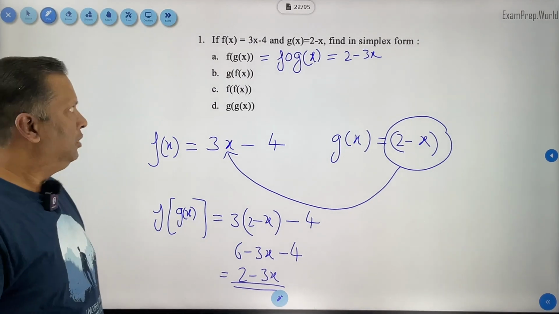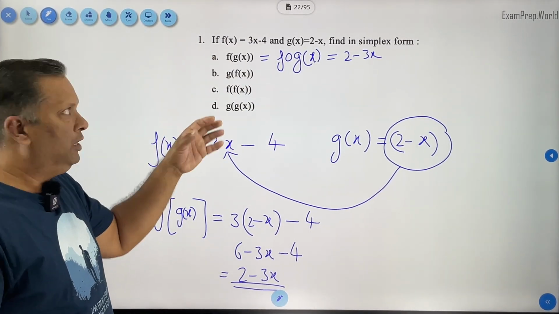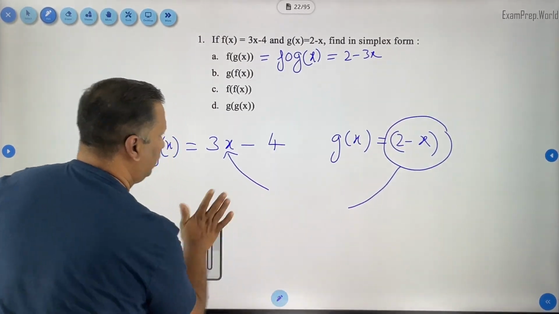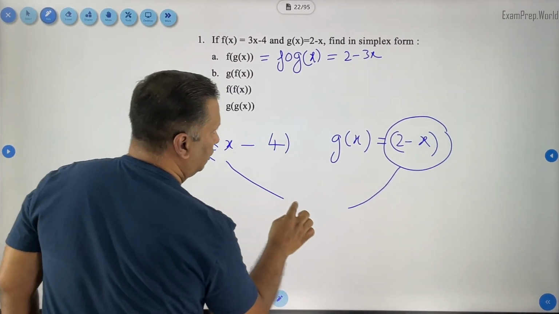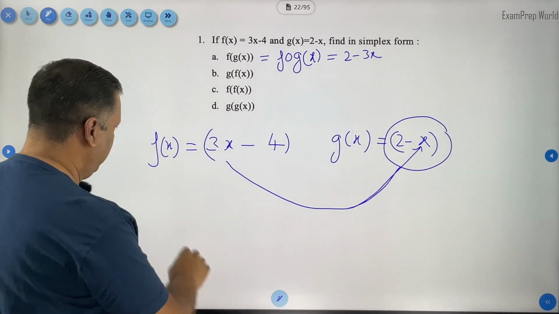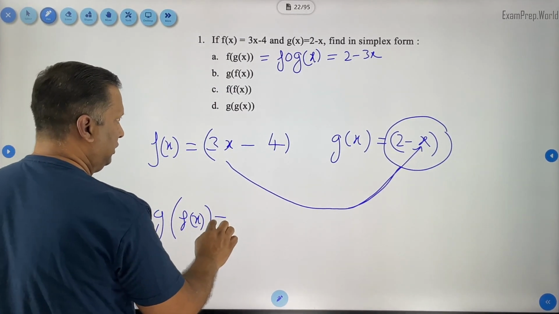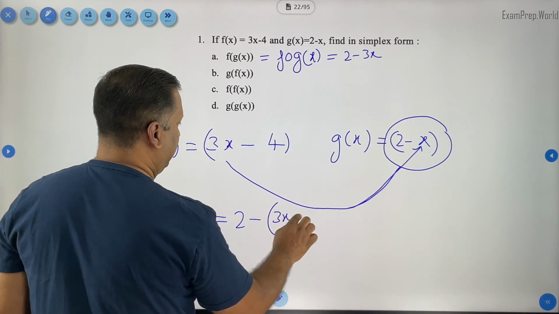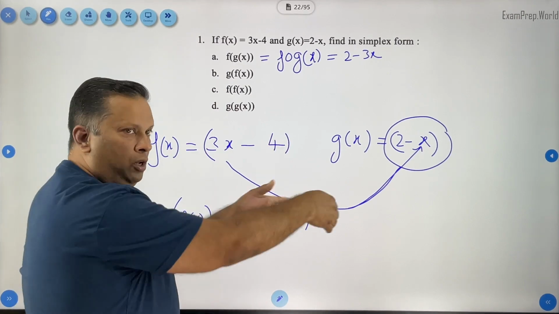Okay. Now let's do g of f of x. Means this time g is outside, we will input f of x into g of x. This time our arrow will go, this thing will go inside here, inside this x. So we can write g of f of x is equal to 2 minus (3x minus 4). Instead of this x, we have input this whole f of x.